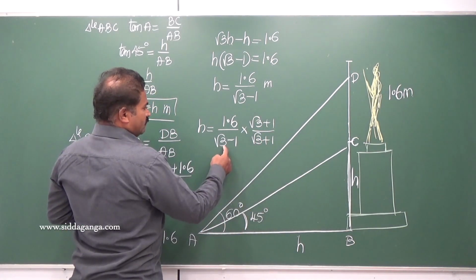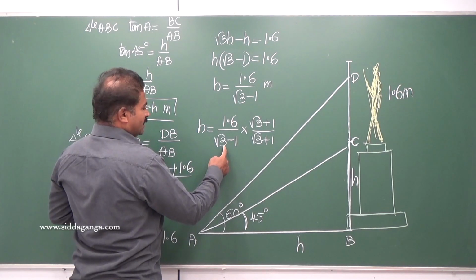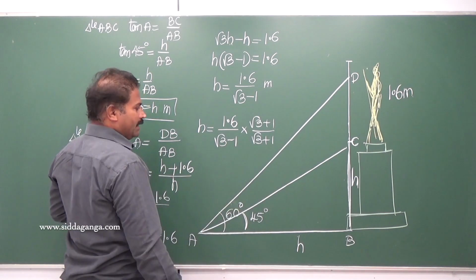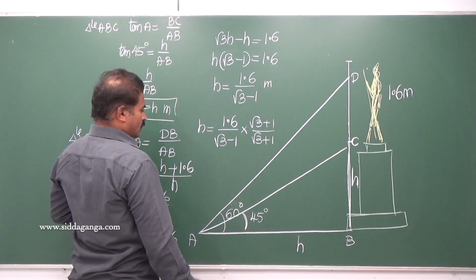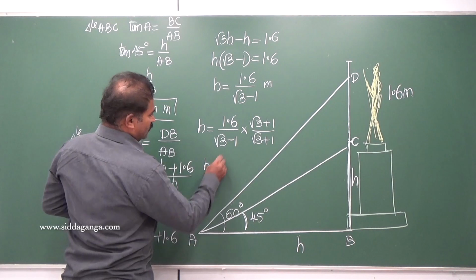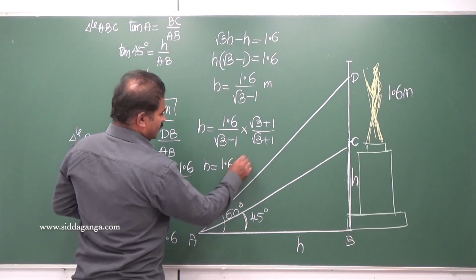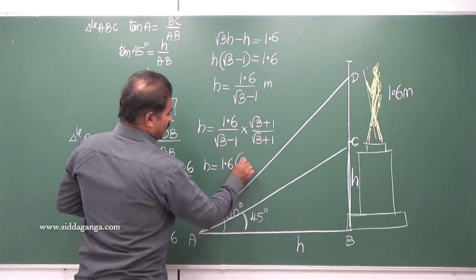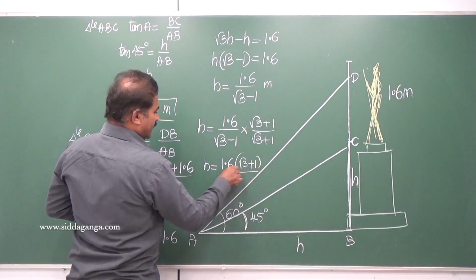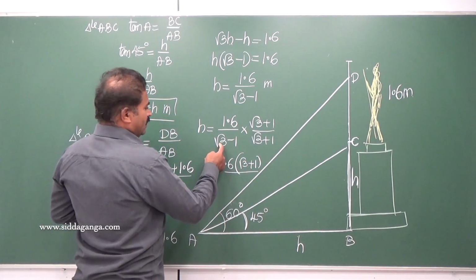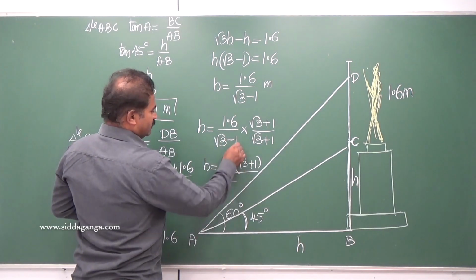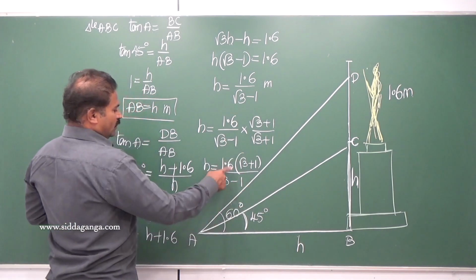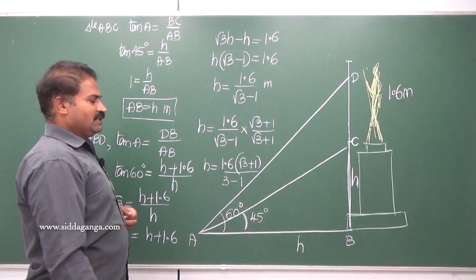So this and this will give you a square minus b square, that is 3 minus 1. So what is that? 3 minus 1 is 2. So now h is equal to 1.6 into, so you can multiply root 3 plus 1 over there, divided by a square minus b square. A square is 3, b square is 1. So 1.6 divided by 3 minus 1, which is 2.